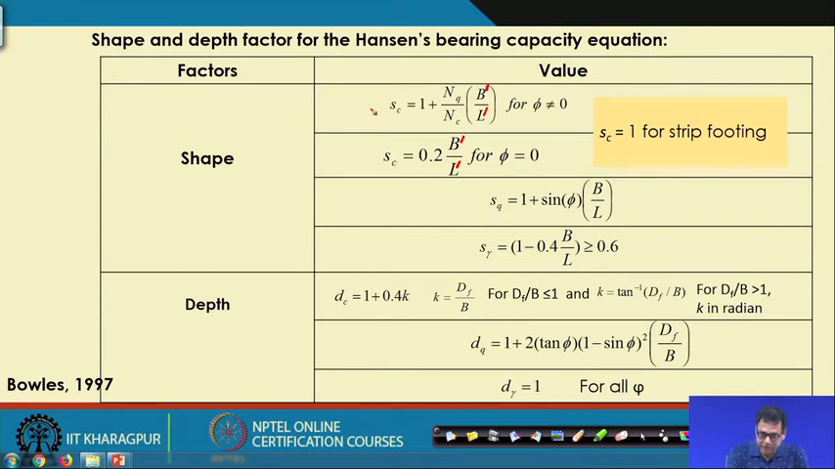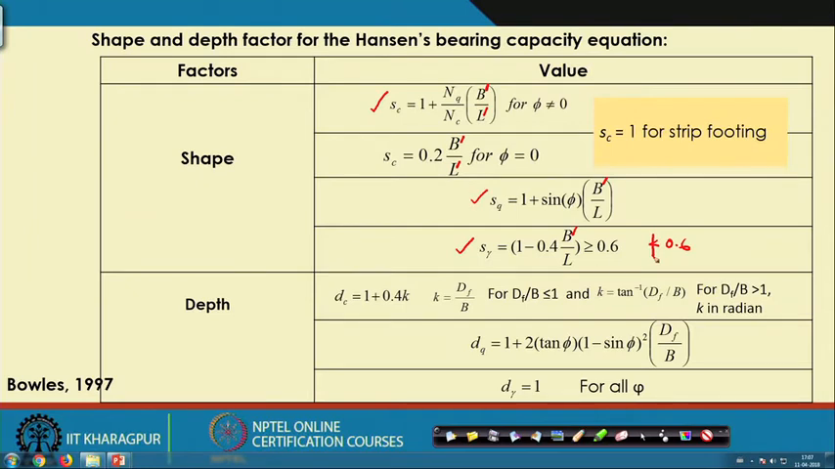So, I will use this expression, and for the Sq and S gamma I will use this expression, where this will be the phi dash, B dash. Remember that this factor cannot be less than 0.6. If it is coming less than 0.6, then you have to take 0.6.